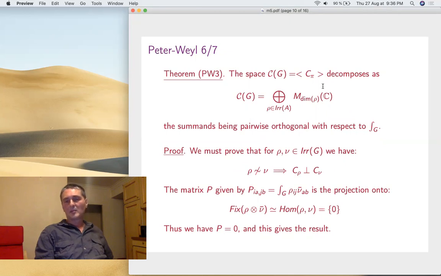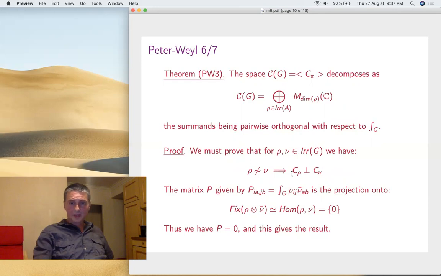Decomposed as a direct sum of matrix algebras as a linear space, of course, not as an algebra. The sum is pairwise orthogonal with respect to integration. Is this true? Well, you must prove it, since this is a stronger orthogonality than a direct sum. For irreducibles, if they are not equivalent, the coefficients are orthogonal.